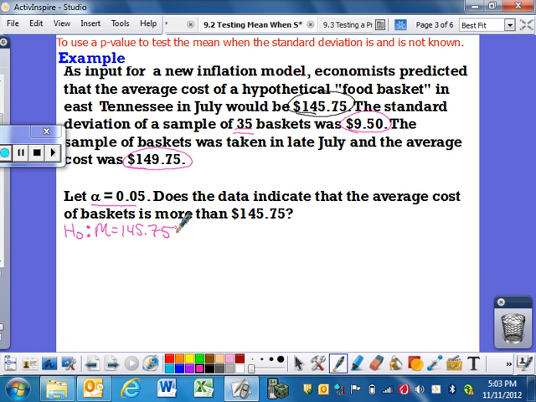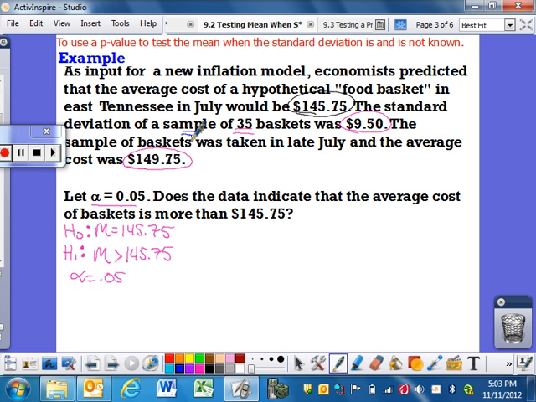And then, what's our alternate? What do they ask you to test? That the mean is more than that number. Alright, so now, what's the alpha? 0.05. We need to calculate, now in this instance, we know it's a sample standard deviation.